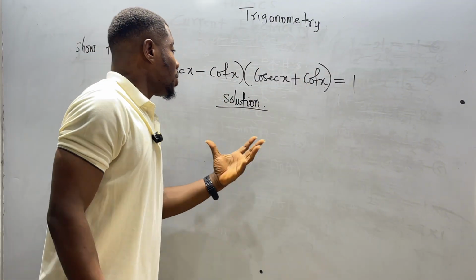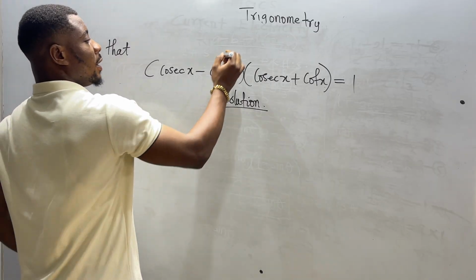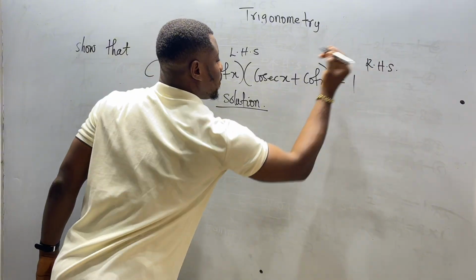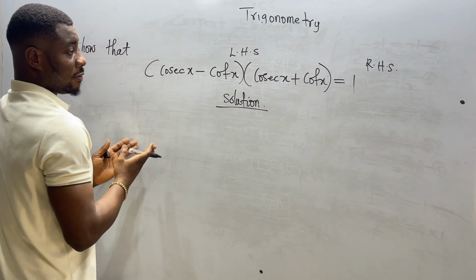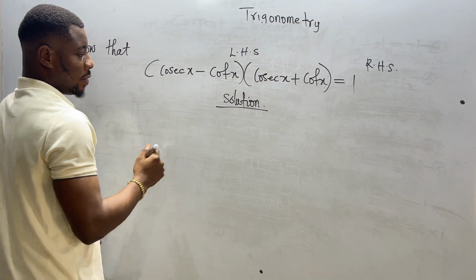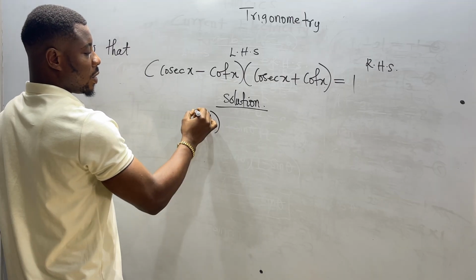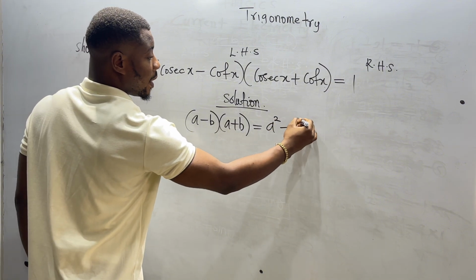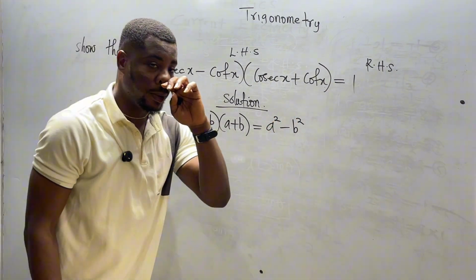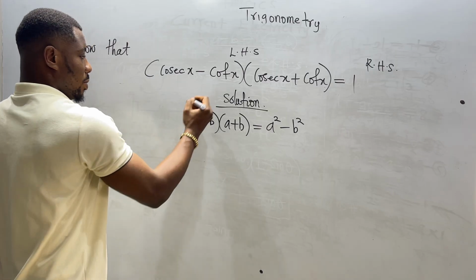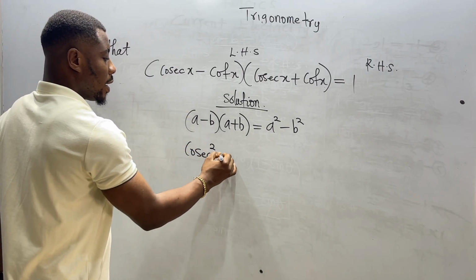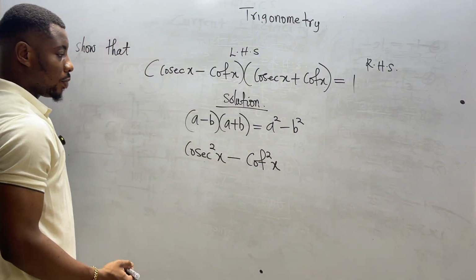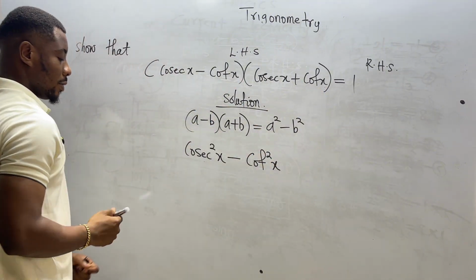All right, what we have here is to show that the left hand side is equal to the right hand side. Now I can see clearly from here, we can apply difference of two squares here. How do we go about that? Remember that when I have a minus b multiplied by a plus b, the result is a squared minus b squared. So if I apply same thing here, the result becomes cosec squared x minus cot squared x.